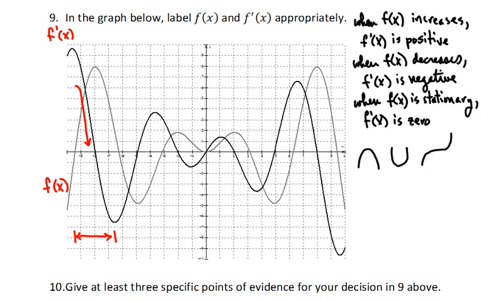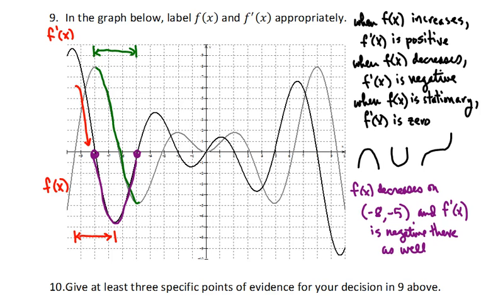I'm going to look for 3 points of evidence here. So let's see what I might say. Okay, since I'm thinking that the lighter function is the original function, I'm looking at this particular interval, x values from -8 to -5, where that function is decreasing. And it turns out that the purple function, which I highlighted in purple, the derivative function, is definitely negative over that interval. So one piece of evidence might be that f of x decreases on -8 to -5, and f prime of x is negative there as well.